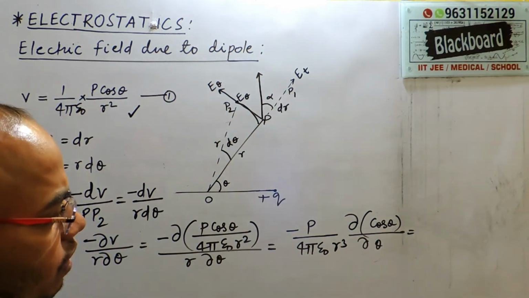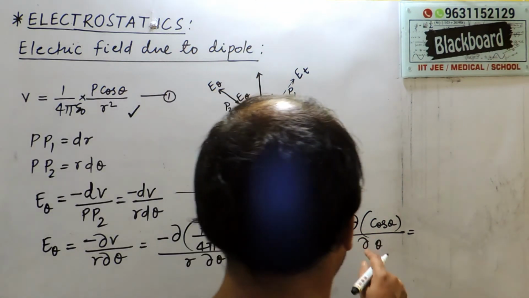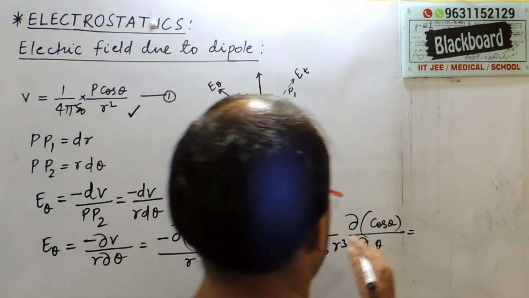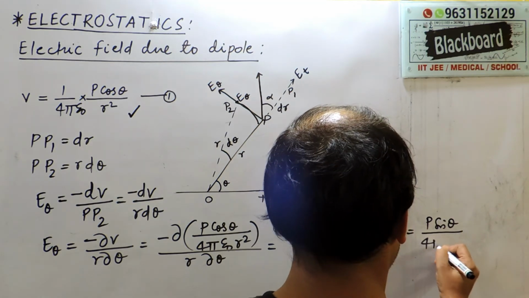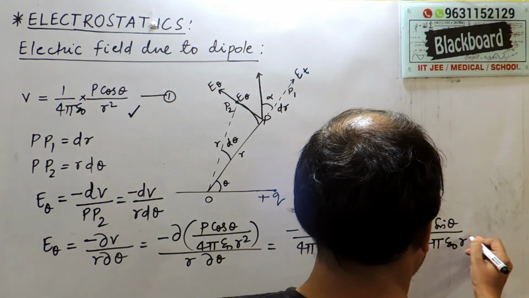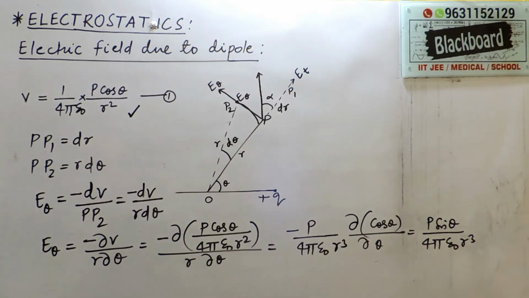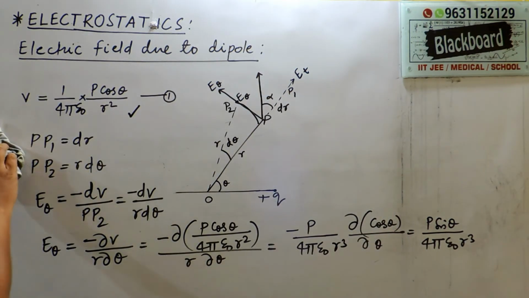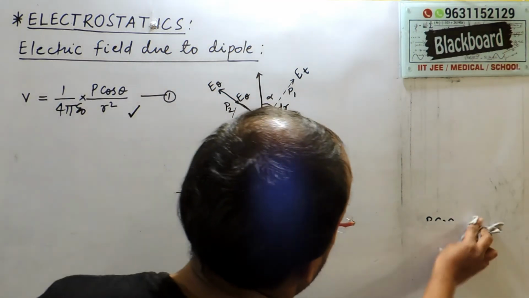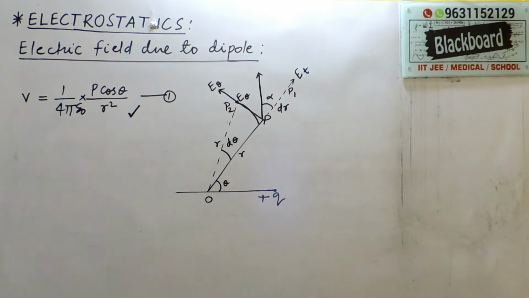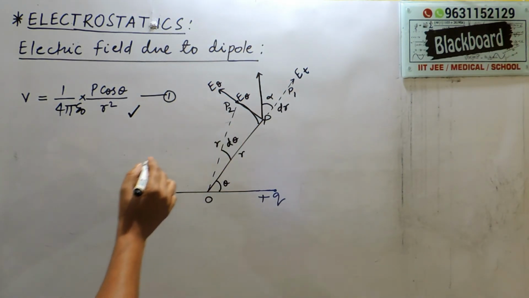Differentiation of cos theta we will write as minus sin theta, that means this is minus minus plus, so you can write this as p sin theta over 4 pi epsilon naught R cube. This is E theta. The resultant electric field at P is given here.